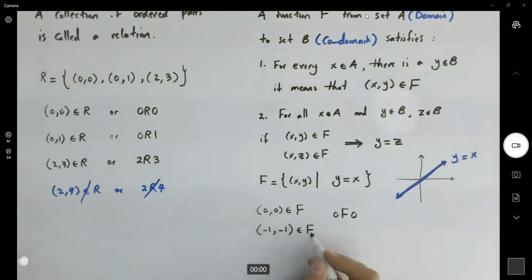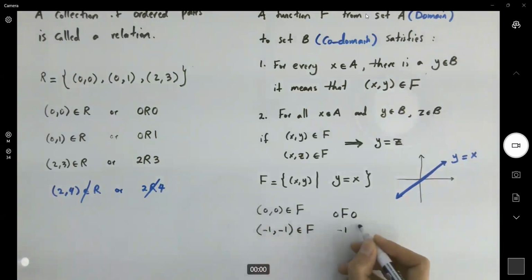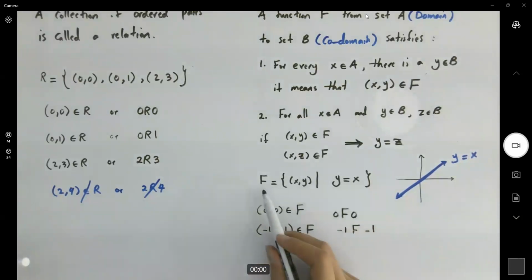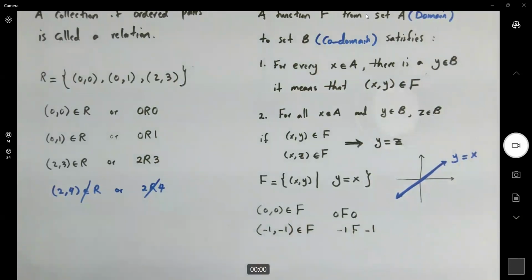Of course, this point belongs to this collection. Or you can say that, hey, negative 1 is connected to negative 1 by this definition, which is basically this function. But what about (2, 4)? Let me use a different color. (2, 4) is not a member of this collection. Or you might say that, hey, 2 is not connected to 4 by f.